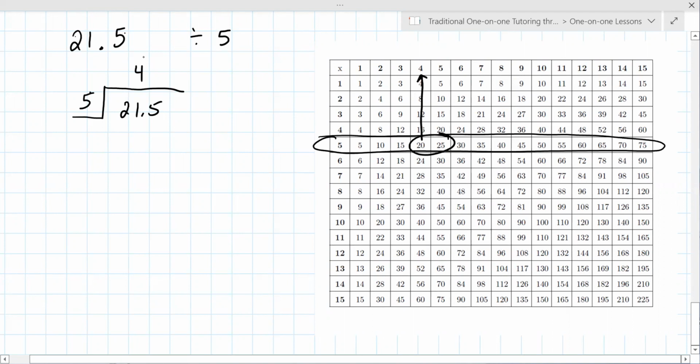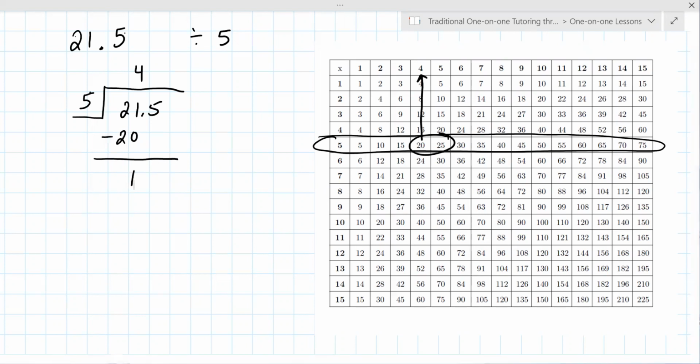So you look at the row here and you find 20 and 25. So 4, put the 4 on top. It's 5 times 4, so that's 20. After we put the 21, you put the 20 down. That's 1, and then we bring the 5 down, and then we ask ourselves, how many times does 5 go into 15? That's 3, and then we put the 3 on top. 4.3. Yes.